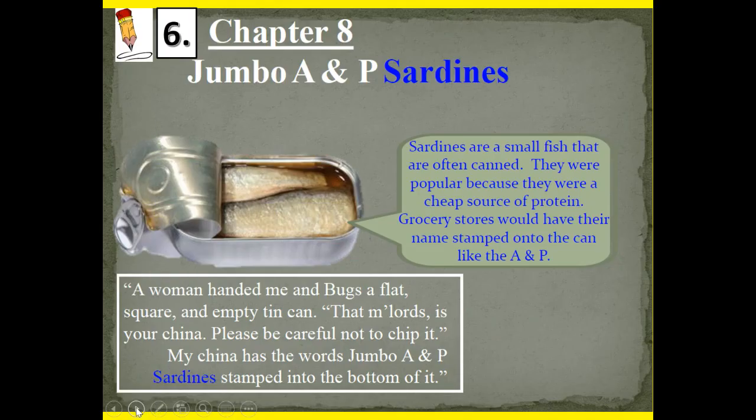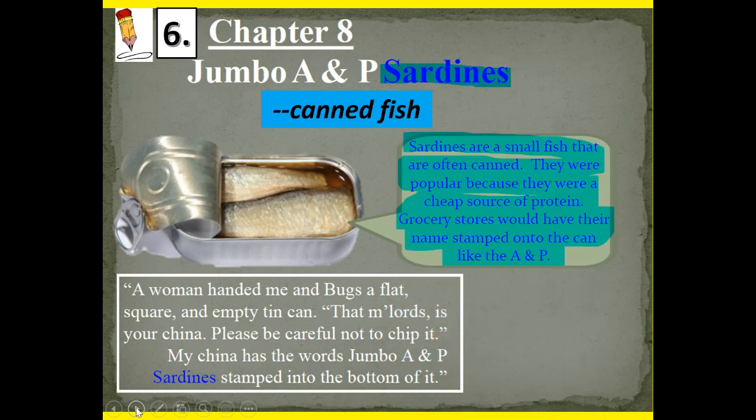So number 6, Chapter 8, Jumbo A and P sardines. So number 6 is sardines, S-A-R-D-I-N-E-S. More than one sardine is sardines. What are sardines? Canned fish. Tiny fish that they put in a can. So write sardines. A synonym or a short definition could be canned fish. And sardines are a small fish that are often canned.